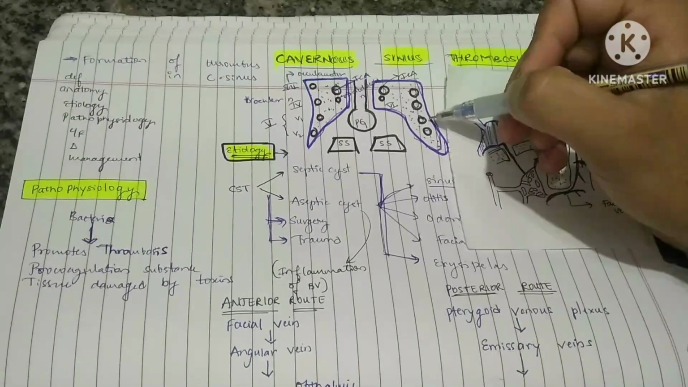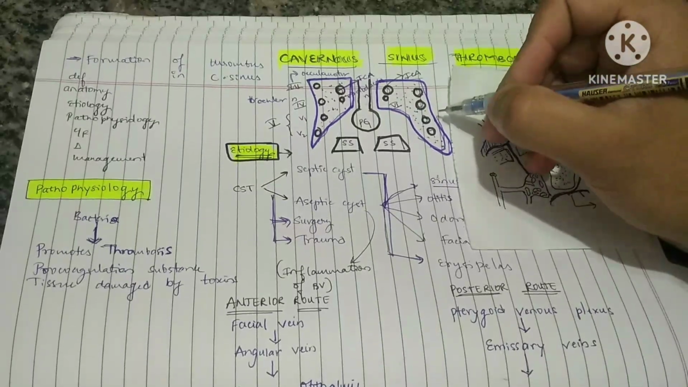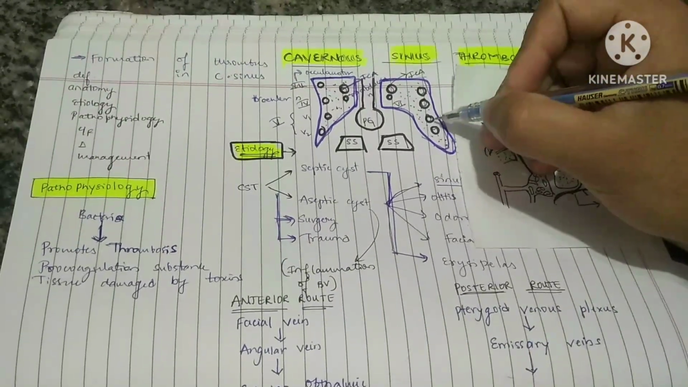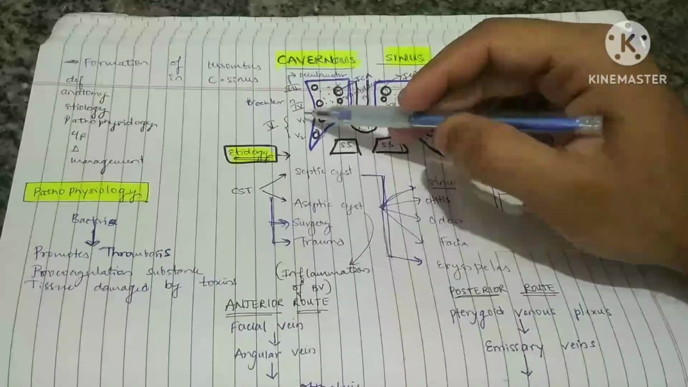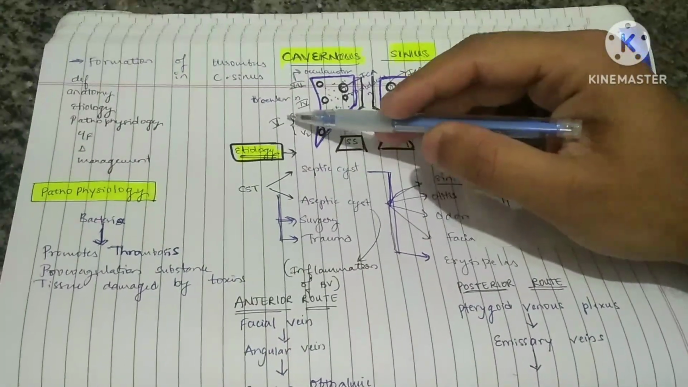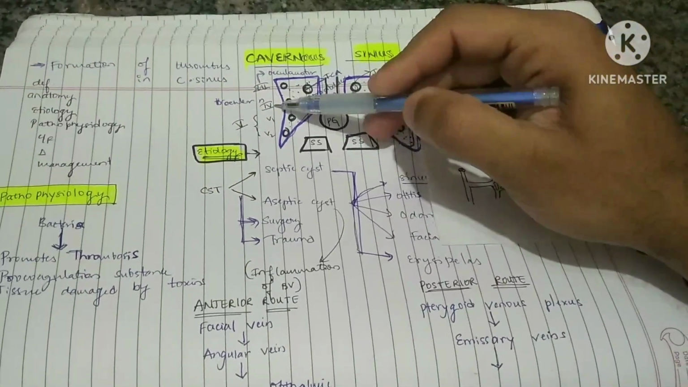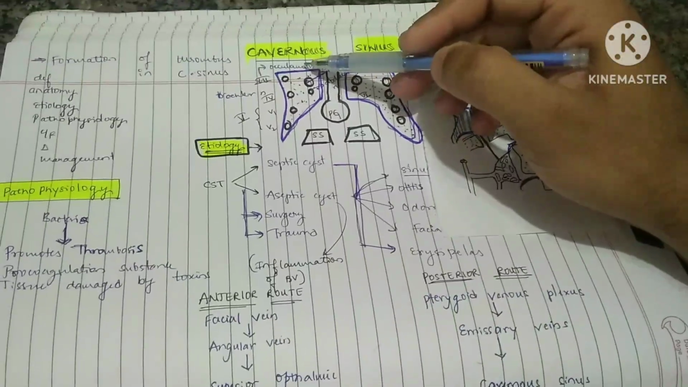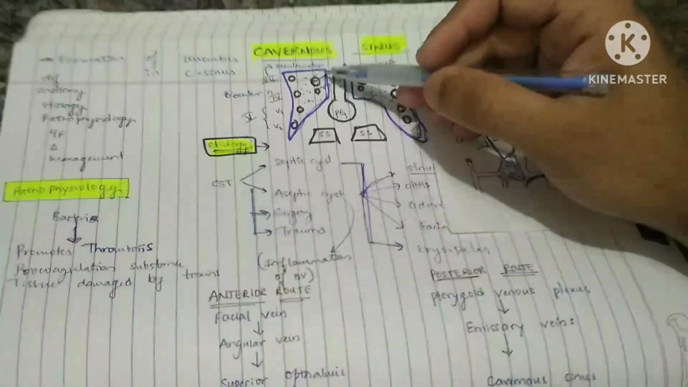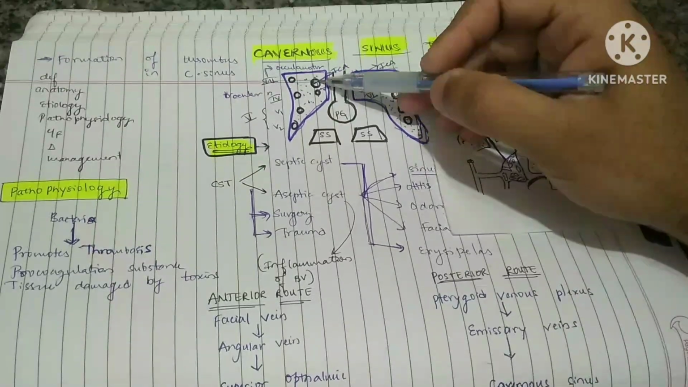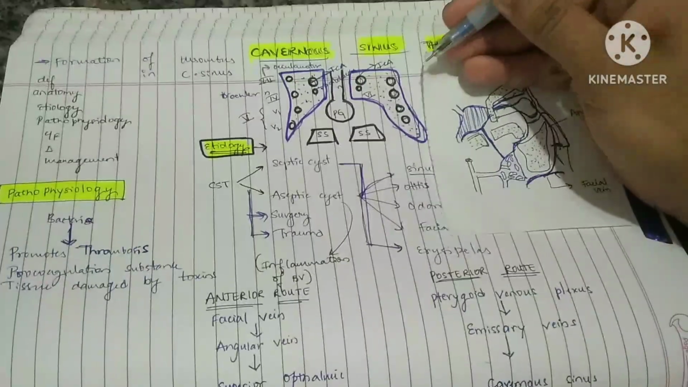cranial nerve and the ophthalmic and maxillary branches of the trigeminal nerve. Okay, so this contains three things: third cranial nerve, fourth cranial nerve, and the ophthalmic and maxillary divisions of the fifth cranial nerve, that is the trigeminal nerve. Now the third cranial nerve is the oculomotor nerve, and the fourth cranial nerve is the trochlear nerve. Okay, so in the medial wall we have the internal carotid artery and the abducens nerve. So this is the proper anatomy of the cavernous sinus.